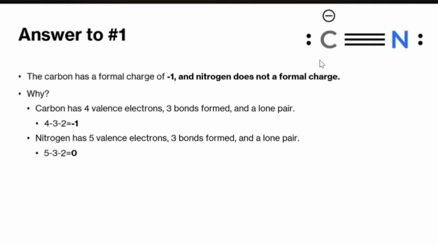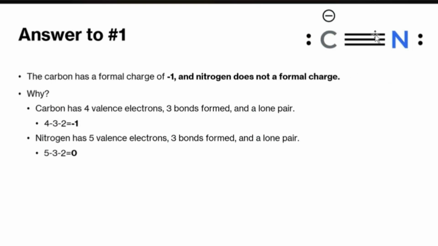Carbon has 4 valence electrons, as seen in the periodic table. It has a triple bond right here and a lone pair. So that'd be 4 minus 3. The reason why I put minus 3 is because of the triple bond right here, and minus 2 because of the single lone pair right here. So this carbon would carry a negative 1 formal charge.